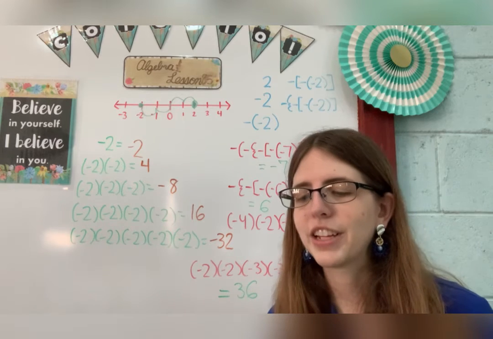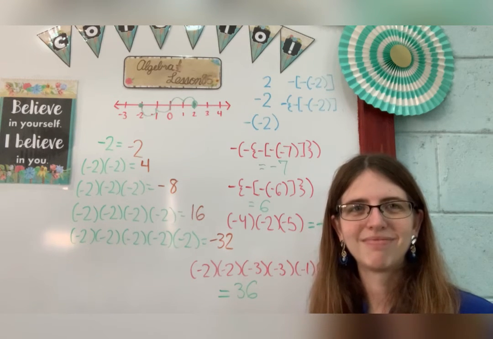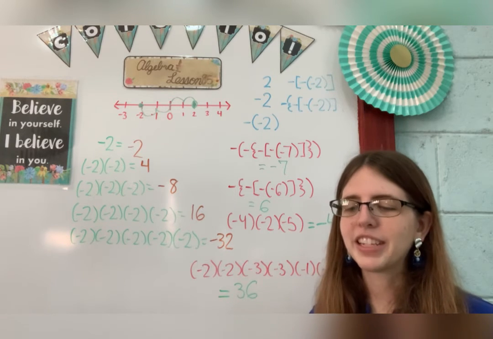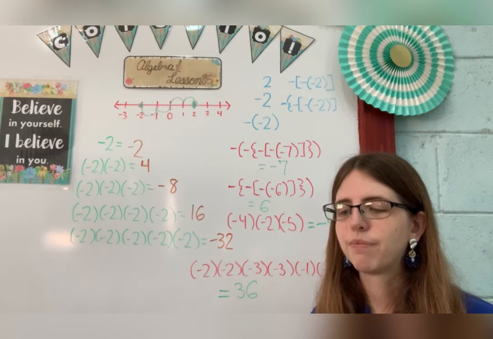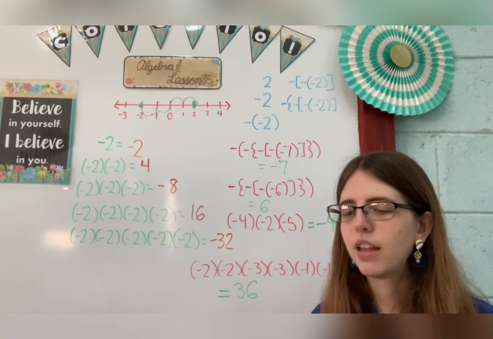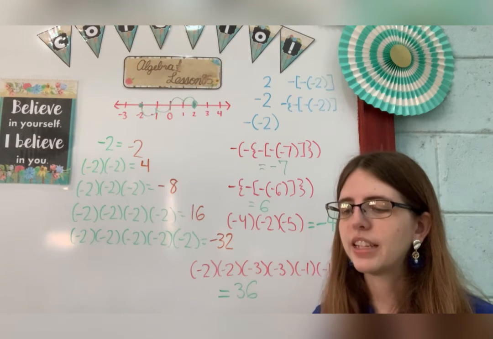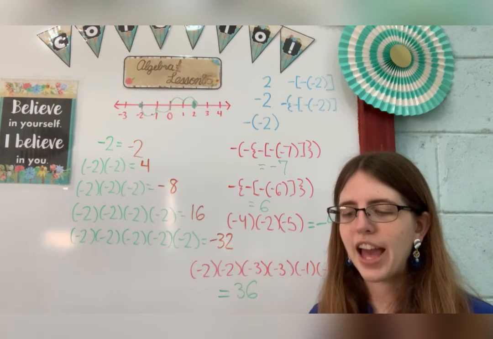Pause your video now and do your practice. Okay, you should be back looking at letter A. You should have -3. Letter B, +2. Letter C, +16. Letter D, -5.